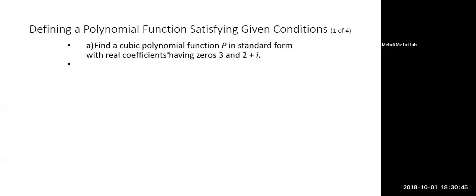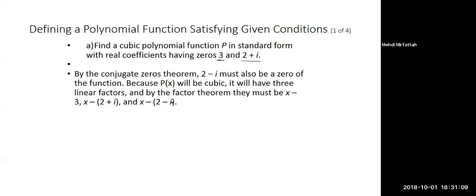Find a cubic polynomial function p in standard form with real coefficients having 3 and 2 plus i as zeros. So it's given that the zeros would be 3 and 2 plus i. If 2 plus i is one of my zeros, its conjugate also must be another of my zeros. Okay, so 2 minus i also would be another zero. So it looks like we have 3 as one zero.